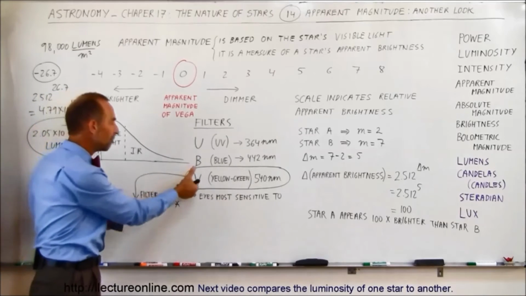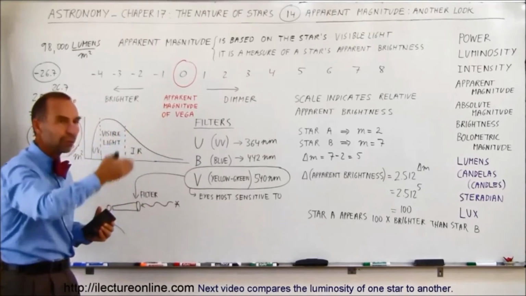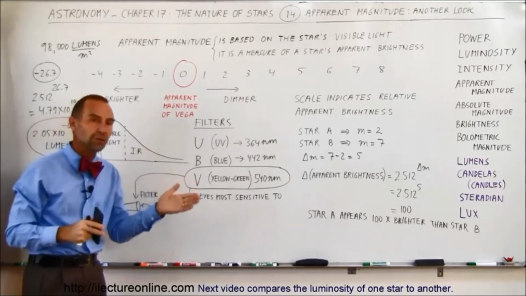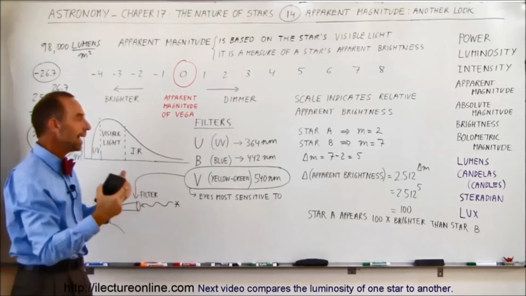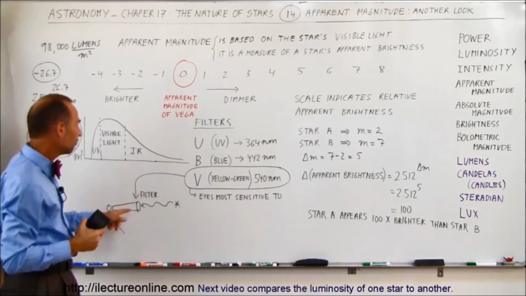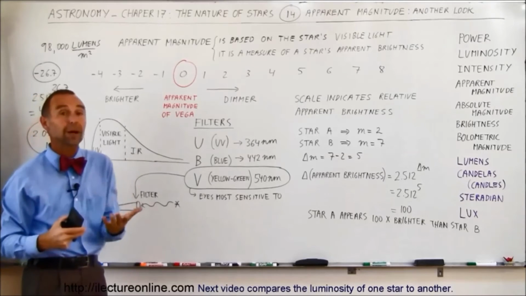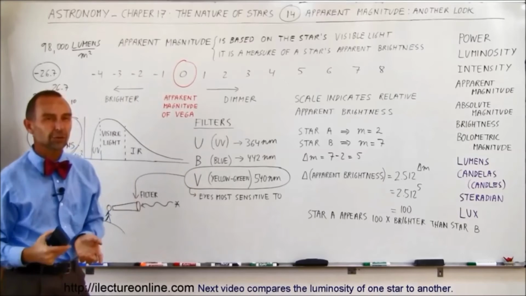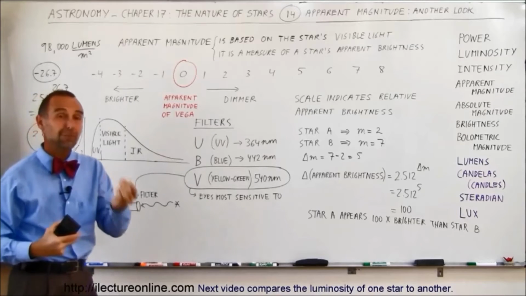So what we do is we take a V filter, put it there, so therefore we allow predominantly the visible light to come through and very little UV or very little infrared, and then we measure the amount of lumens from that particular object, and from that we figure out the apparent brightness. And from the apparent brightness, we can then figure out the apparent magnitude. So that's how we measure the apparent brightness of a star.